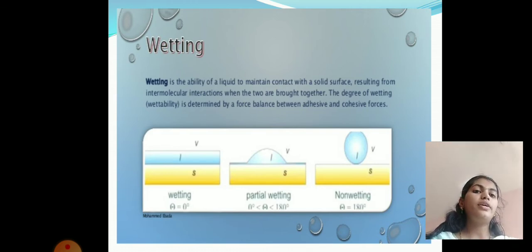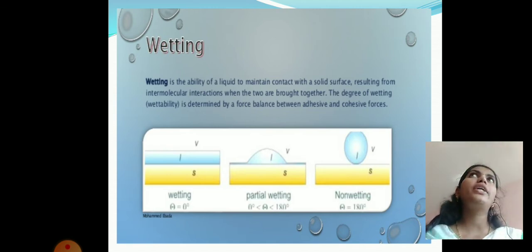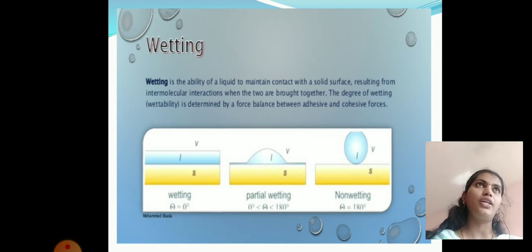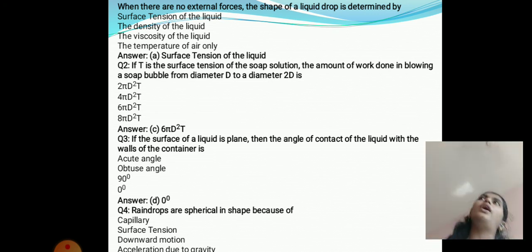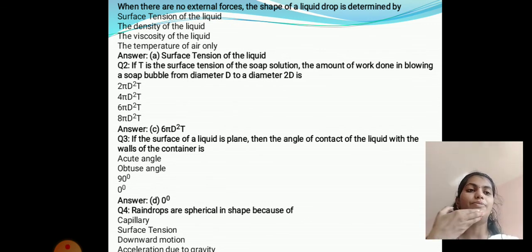When the angle is acute, meaning below 90 degrees, wetting is possible. When the angle is obtuse, wetting is not possible there. It means that when the angle of contact is larger, wetting is not possible, and when the angle of contact is lower and smaller, then wetting is also possible.